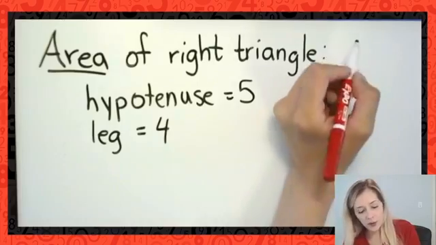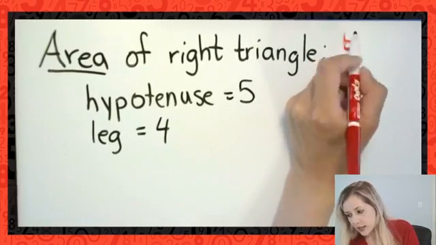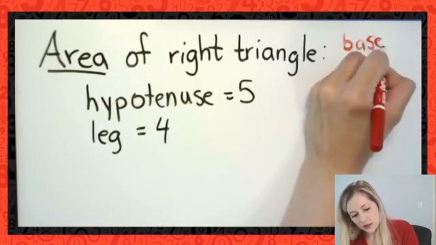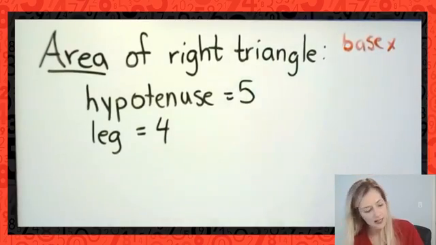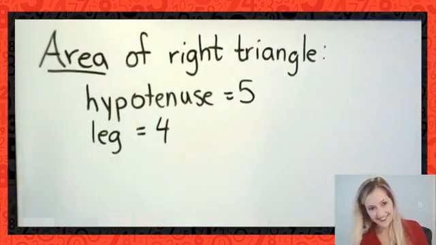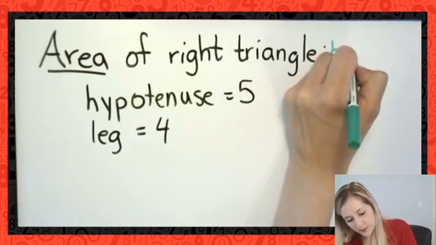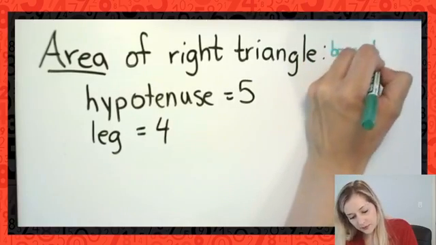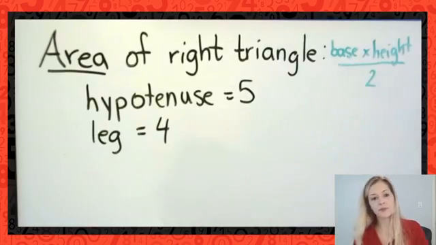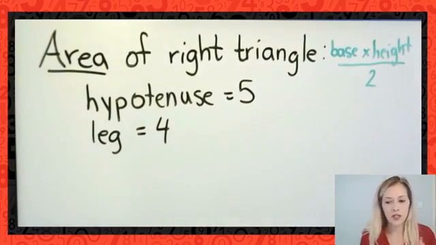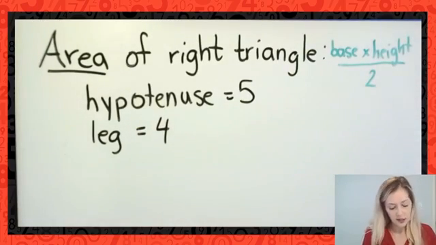So the area of a right triangle, I'm just going to include this here, is base times height divided by 2. You might have seen it written different ways. It's all the same, so don't worry about that. And I can draw it out.